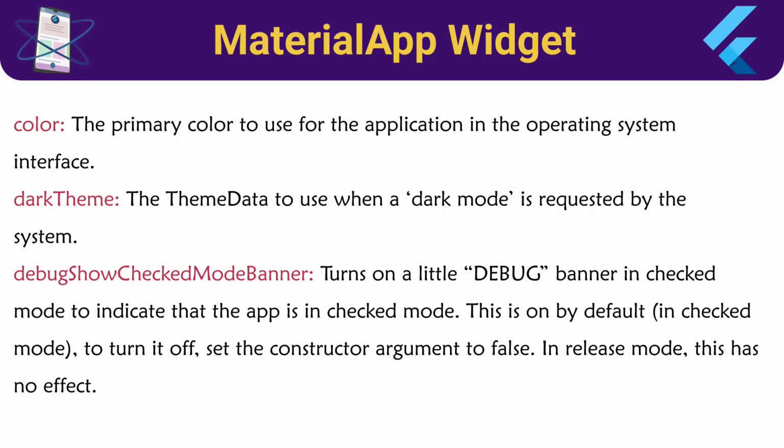Debug show checked mode banner turns on a little debug banner in checked mode to indicate that the app is in checked mode. This is on by default in checked mode. To turn it off, set the constructor argument to false. In release mode, this has no effect.